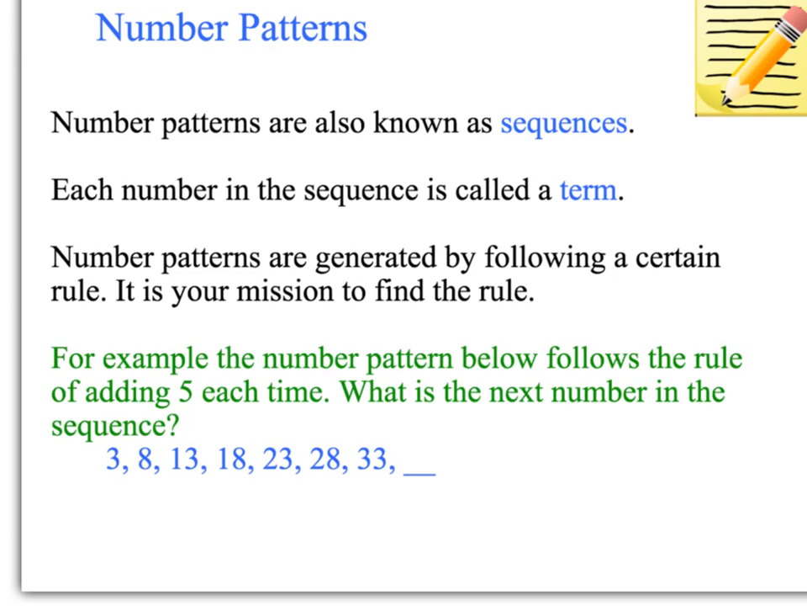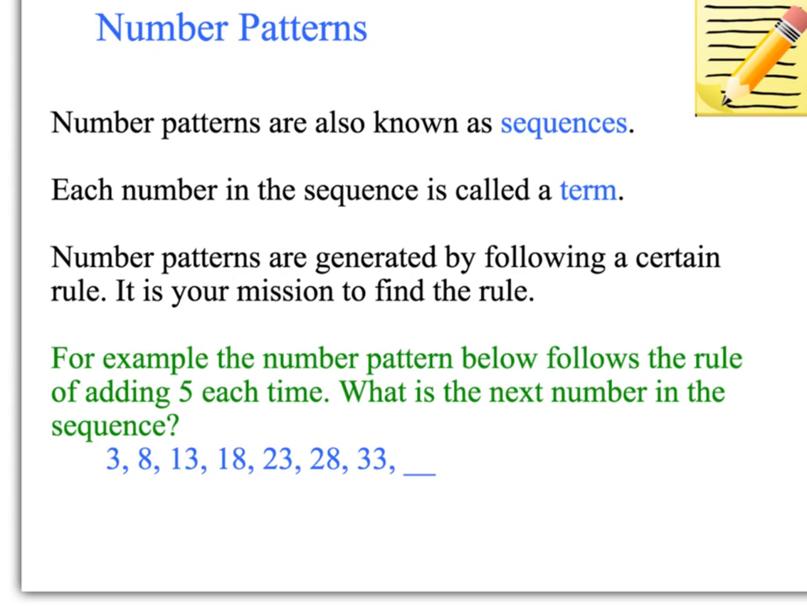Today we're looking at 3.8, which is called number patterns. Now when we're looking at number patterns, we need to understand what they are first of all. Number patterns are also known as sequences, so a sequence of numbers. Each number in the sequence is called a term. So each single number is called a term, but the whole set of numbers together is called a sequence.